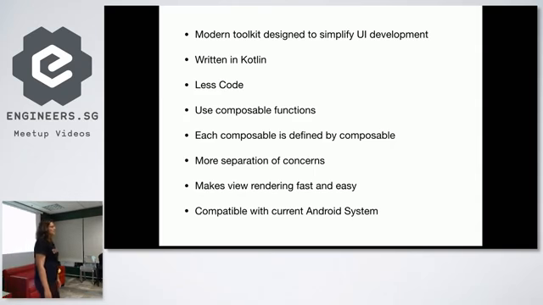So, quick benefits. I think it's a modern toolkit with a simple UI design, written in Kotlin, so very little code. It has composable functions. We will definitely come back to that. Each composable is defined by @composable, again, we'll come back to that. It has separation of concerns. Each UI component is independent from the others. Nothing is dependent on each other, unlike the previous Android toolkit we had.